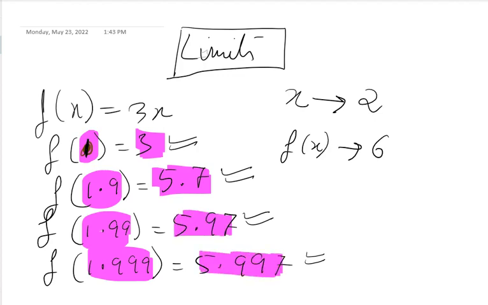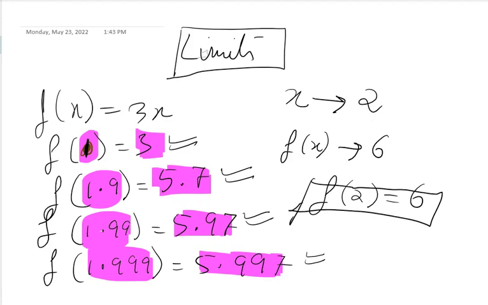What if I directly write the 2? If I directly write f of 2, you're going to get 6. But then that will not be the limit, because you are directly putting the value of 2 and getting 6. Over here we are trying to put the values as close as possible to 2 to get values close to 6, and that is the basic concept of limits.